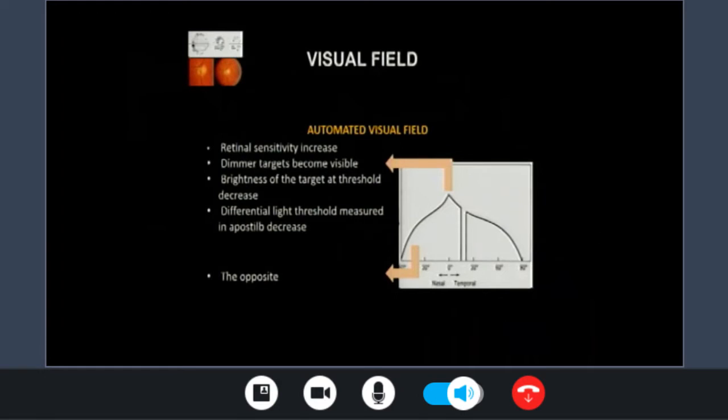This is a topographic representation of the eye, and this peak represents the fovea, which has the highest concentration of photoreceptors. So in the foveal area, logically, you will have the highest retinal sensitivity, in which dimmer targets become more visible, the brightness of the target at threshold decreases, and the differential light threshold measured in apostilbs decreases. The periphery, away from the fovea, will have the opposite readings.